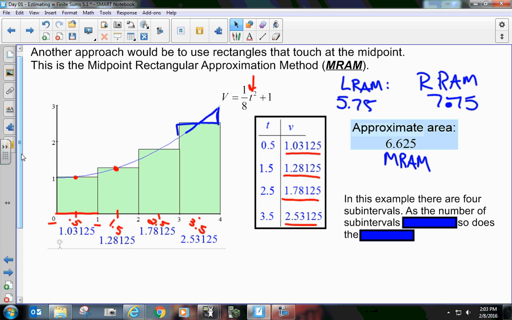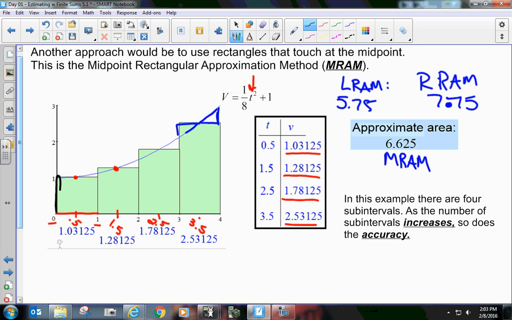Our 4 rectangles. As the number of subintervals increases, so does the accuracy. Because if I make these smaller rectangles, the gaps in between them, of the triangles that aren't filled, get smaller and smaller, don't they? Well, that's a big gap, but if I do something like this, that's just a small gap between what's above the line and below it. It's a major difference. Okay? So, keeping that in mind.